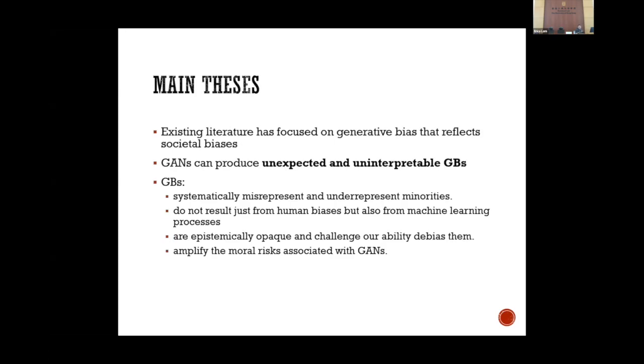While existing literature has almost exclusively focused on generative bias that reflects well-known societal bias like sexism and racism, this really underestimates the moral risk these models can create. So in this paper, what we will argue is that generative models such as GAN can produce unexpected and uninterpretable generative biases. These biases can systematically misrepresent and underrepresent minoritized groups. However, they don't result from human biases only, but can arise intrinsically just from the machine learning process itself. As a result, they can be quite epistemically opaque and undermine our ability to debias them. So this greatly amplifies the moral risk associated with GAN and other generative models that really hasn't been focused on in the empirical literature.